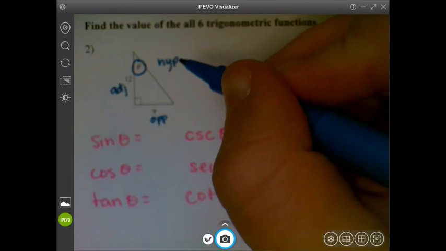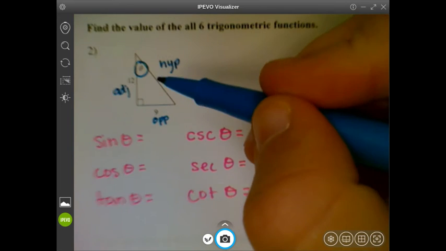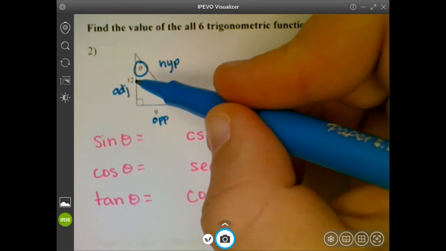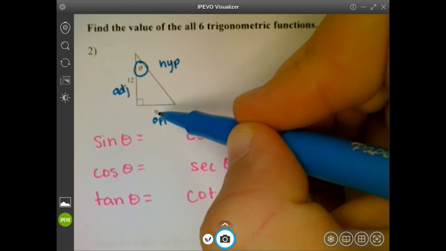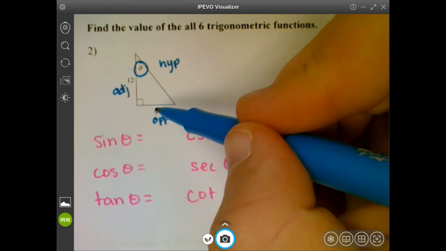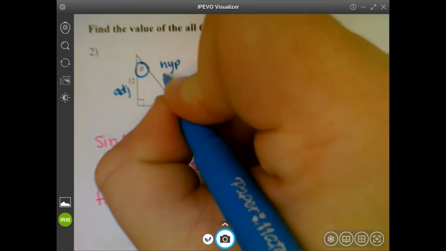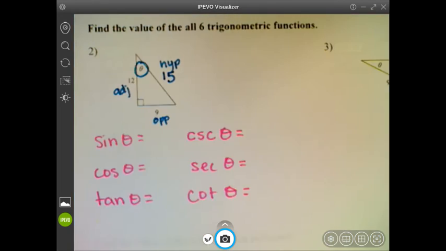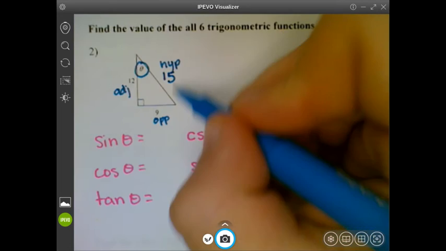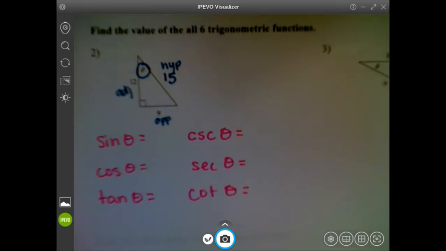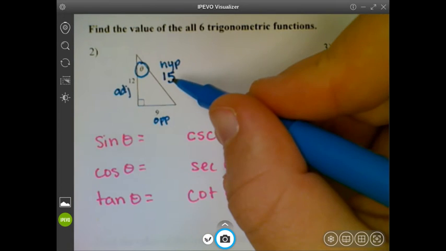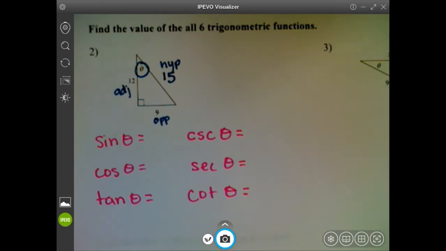So Pythagorean theorem, or if you recognize 9 and 12 as this is 3 times 3 and this is 3 times 4, this is a 3, 4, 5 that has been multiplied by 3. So this side would be 15. So it is a Pythagorean triplet going on there. If you don't notice that though, you can always use the Pythagorean theorem.